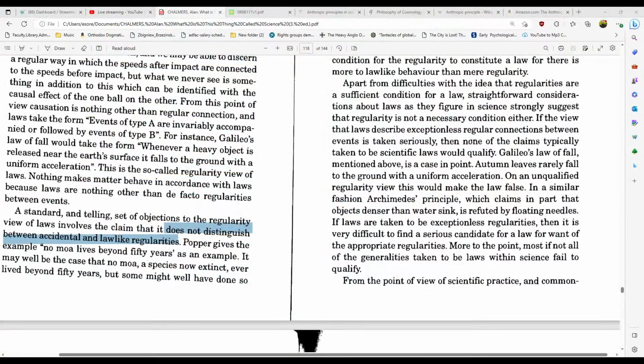And Karl Popper gives us an excellent example of that. So let's look at what Karl Popper says. No moa live beyond 50 years is supposedly the example. Well, it may well be the case that no moa, as a species now extinct, ever lived beyond 50 years. But some might well have done so.